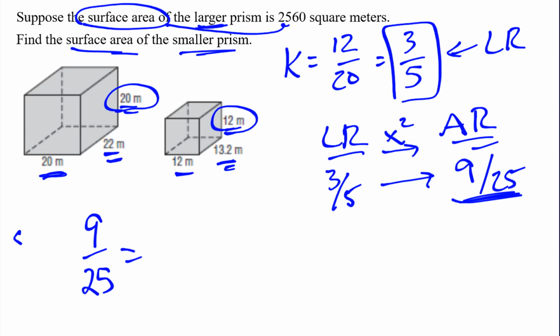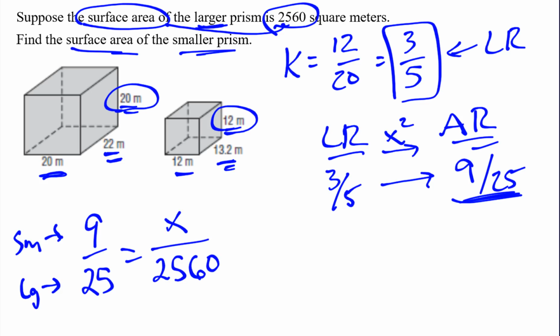Notice I put my smaller measurement on the top and I put my larger measurement on the bottom. I'm going to set up my other proportion. This 2560 is a larger measurement. So that means the larger object was on the bottom. I'm going to go 2560 on the bottom.